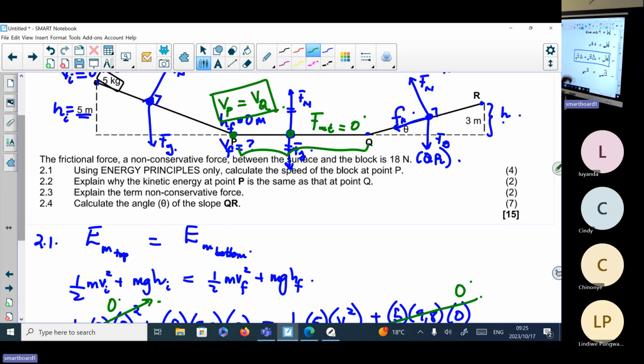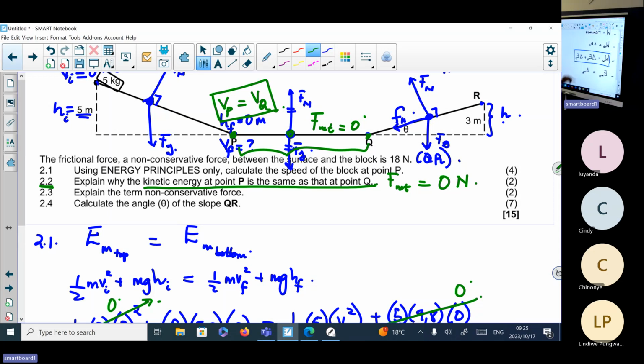It is for that reason that it answers your question 2.2. When you say that the velocity at P is the same as the velocity at Q, it follows that the kinetic energy at P is the same as the kinetic energy at Q. The reason being that the net force acting on the object is 0 newtons. That is the reason. The net force acting on an object as it moves from P to Q is 0. Okay? So it is for that reason. I hope you guys are paying attention to that.